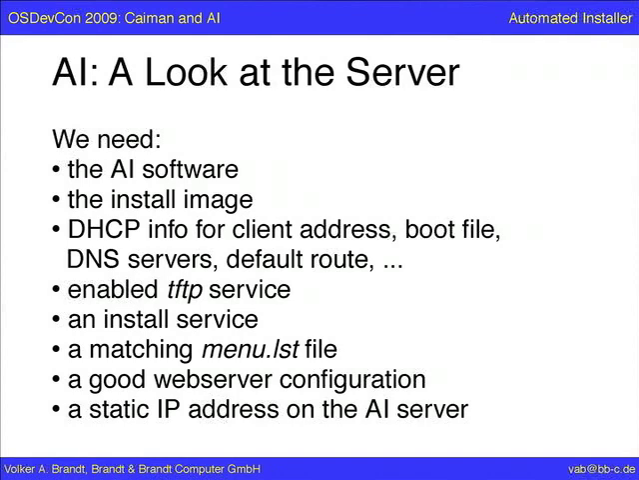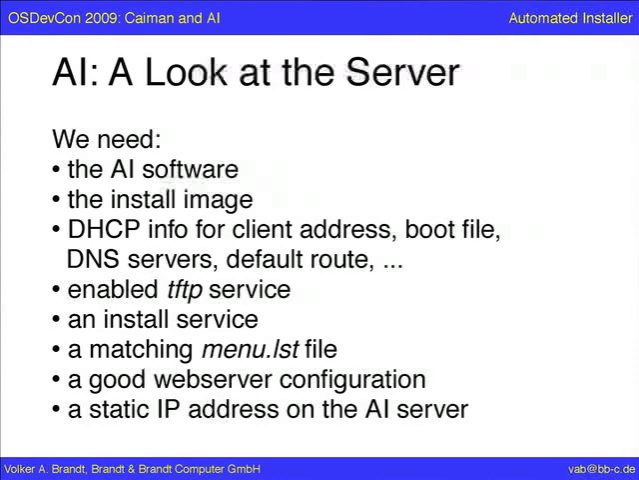We need to enable TFTP servers. We should install a service that provides installation services to the clients. We should have a menu.lst file, which is basically what Grub needs to find the kernel that it should boot, et cetera, et cetera. We should have a good web server configuration because the installation services for AI is provided through a web server, and we should have a static address on the AI server.